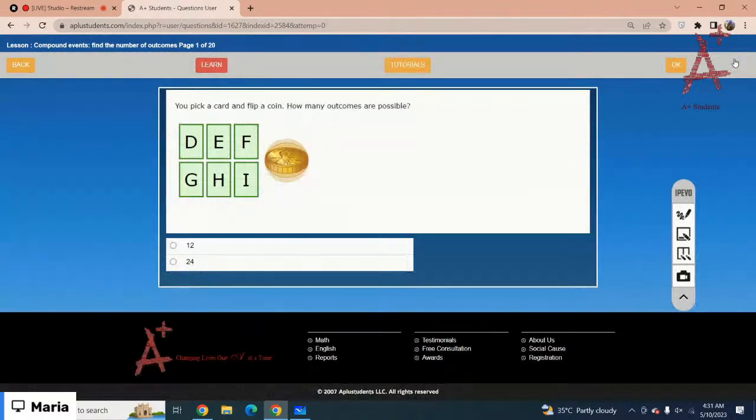Okay, you pick a card and flip a coin. How many outcomes are possible? So which is the correct option? For the cards, you have 6 outcomes because you have 6 cards. And for the coin, you have 2 outcomes. Either it will land on head or tail. So for the outcomes of both the events, you need to do 2 times 6. That means the total outcomes are 12. Got it? You have a total of 12 outcomes for both the events.